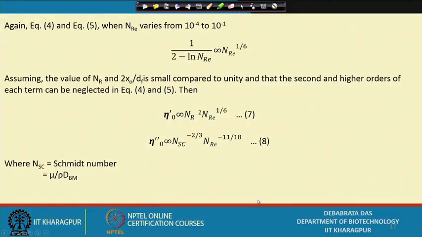Now, we find that the overall collection efficiency is proportional to NR squared times NRE to the power 1 by 6, and eta 0 2 dash is proportional to Schmidt number to the power minus 2 by 3, Reynolds number to the power minus 11 by 18.